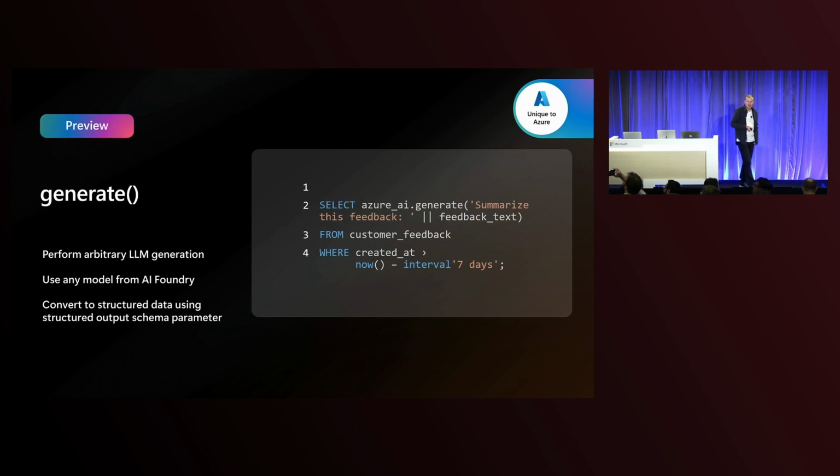Generate is the most common operator out of all of them. So you can basically emulate most of the other operators using generate except rank. It basically allows you to do ChatGPT-style generations in your database. It allows you to use any AI model from AI Foundry.